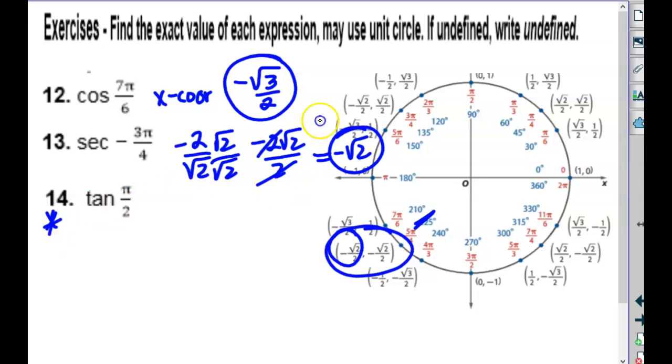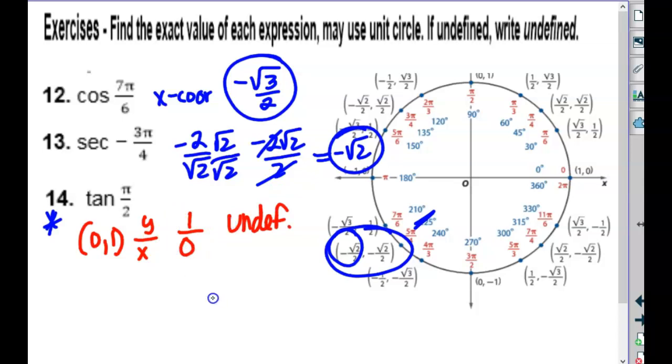Tangent at pi over 2, the ordered pair is 0, 1. Tangent is y over x, so I have 1 over 0. When the 0 is underneath, it is undefined. If you leave that answer, I'm going to count it wrong. You have to tell me that is undefined. The slope, remember we said tangent is slope? Right there at 90, the slope of a vertical line is undefined.